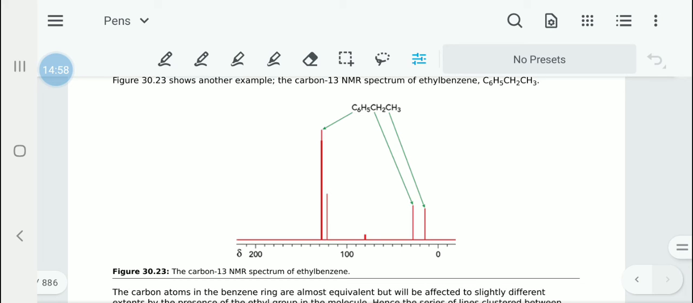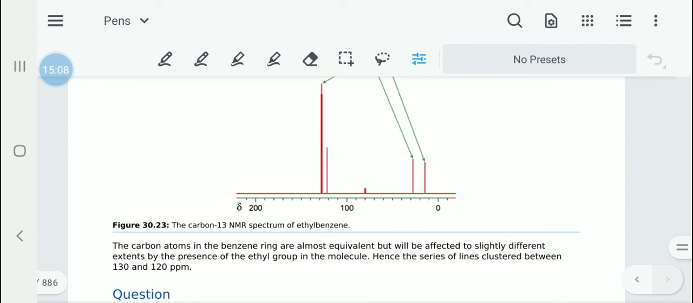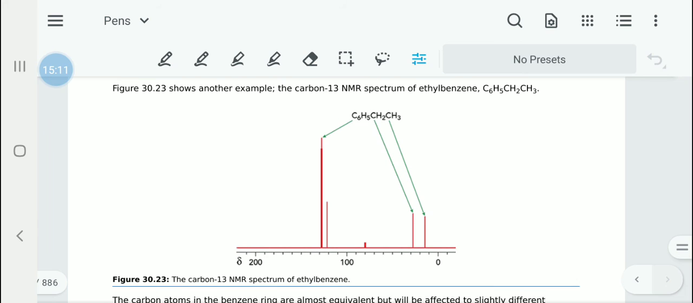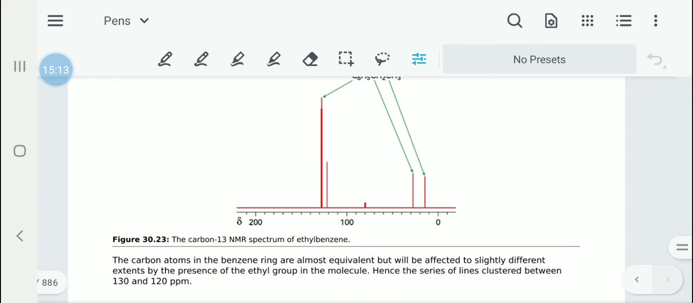As shown below in ethyl benzene C6H5CH2CH3, there is a cluster of lines between 130 to 120 because the carbon atoms in the benzene ring, even though almost equivalent, have slightly different changes because of the ethyl group in the molecule. Right, I hope you understood.